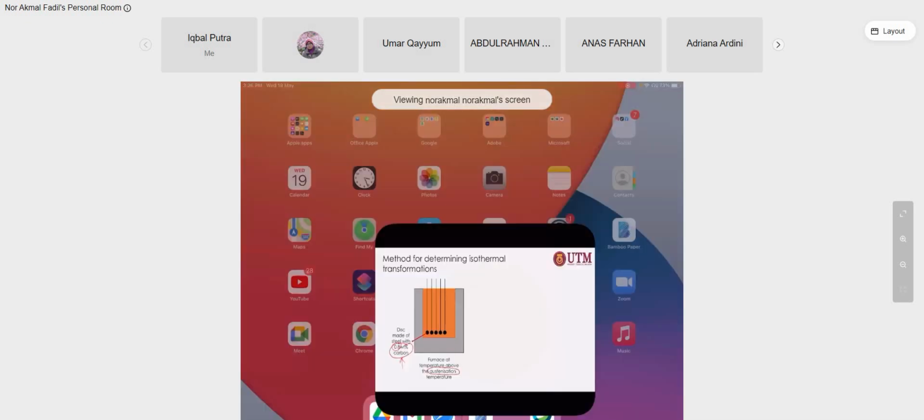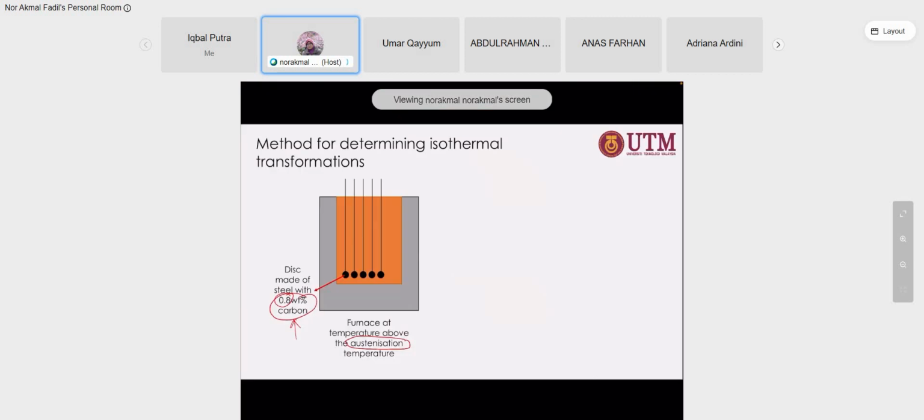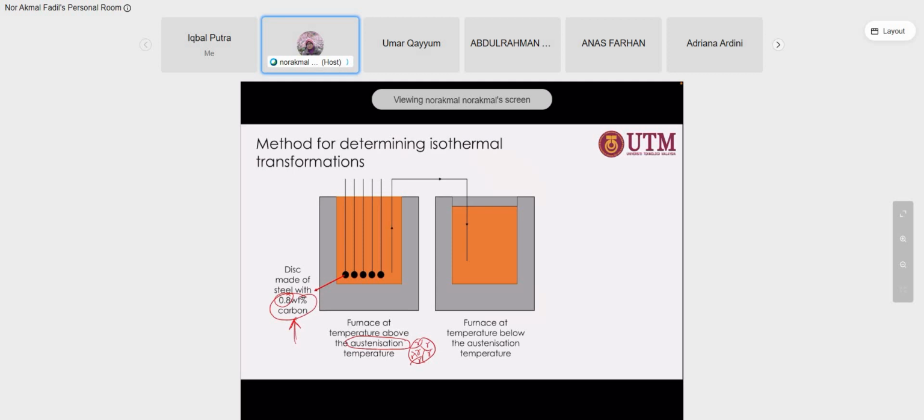The austenitization process highly depends on the temperature. For this steel with 0.8% carbon, you need to know the temperature to obtain the austenite phase. Then after some time holding at this temperature, you ensure all the microstructure inside the steel has transformed into austenite. And then you choose one single temperature which is below the austenite temperature.